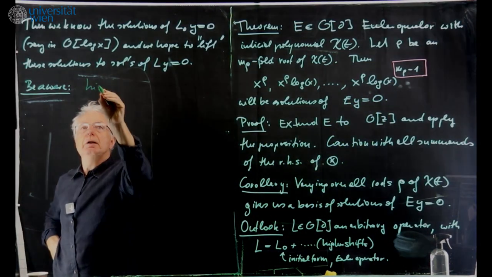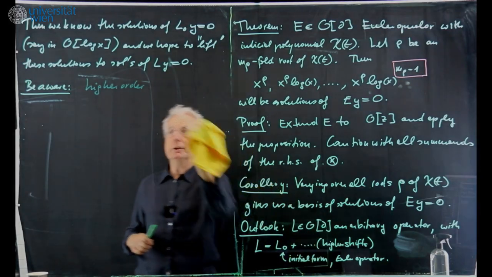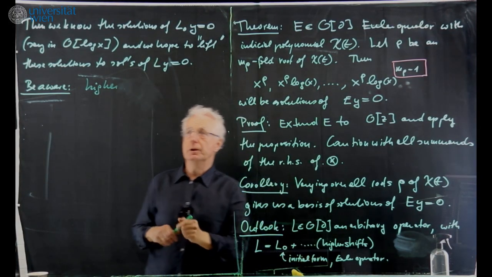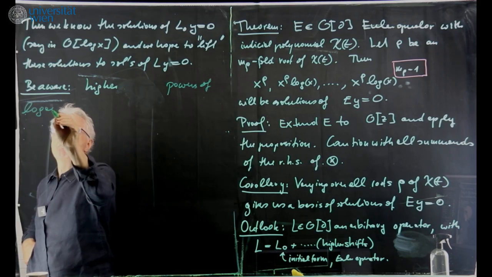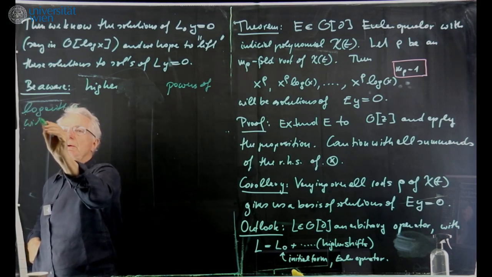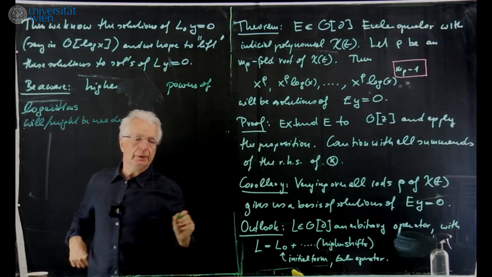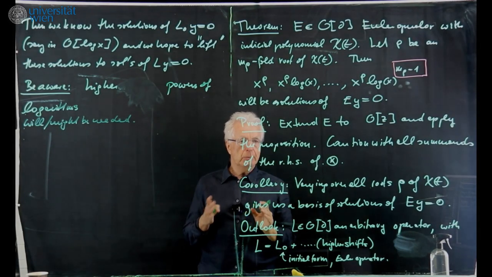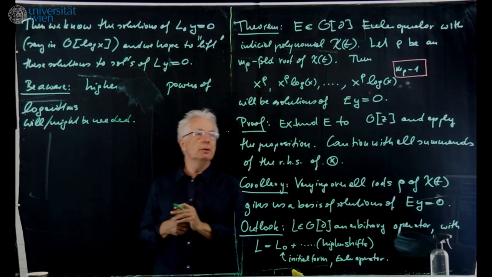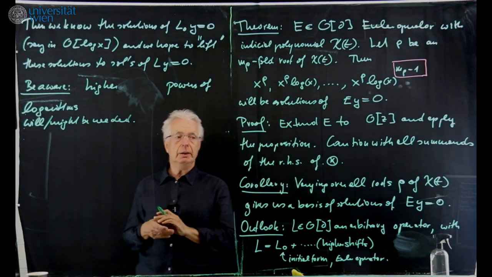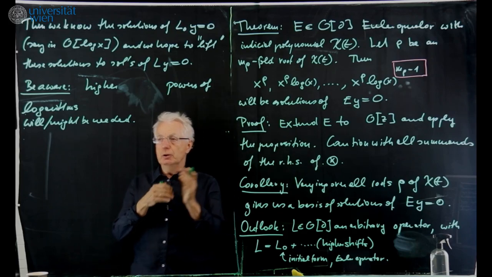So higher powers of logarithms will or might be needed. So there are two reasons why logarithms appear when you solve this type of differential equations. The first one is that you have multiple roots of the initial polynomial, but then also in the lifting of the solutions of the Euler equation, logarithms may appear.